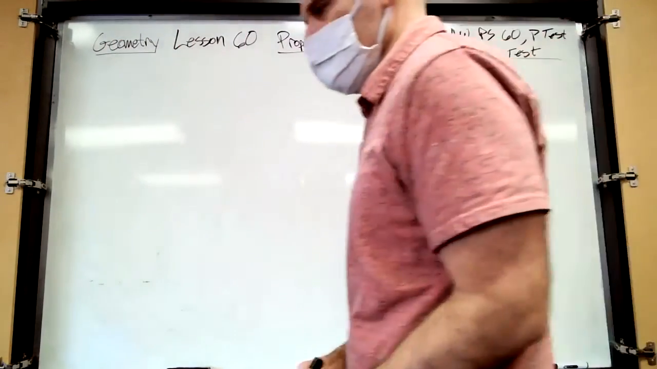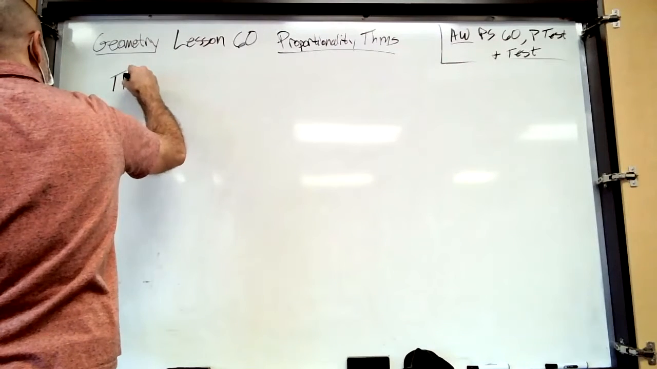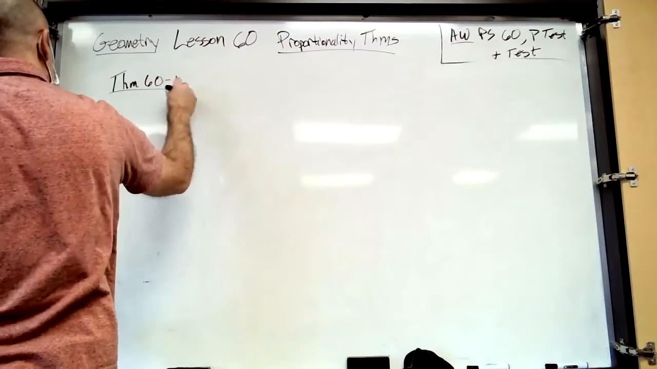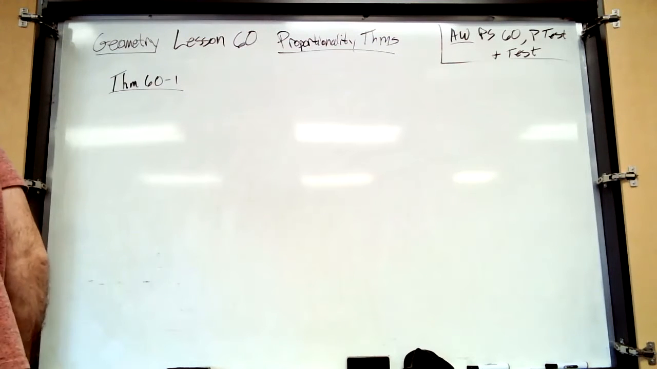Okay, so we're just going to go through some proportional theorems. So here's theorem 60-1. If a line parallel to one side of a triangle intersects the other two sides, it divides those sides proportionally.